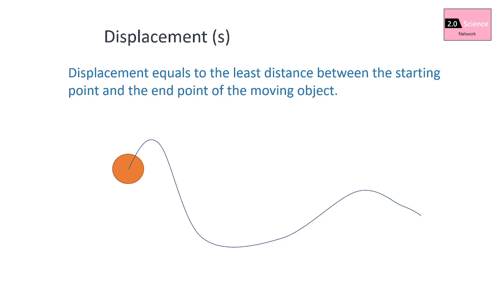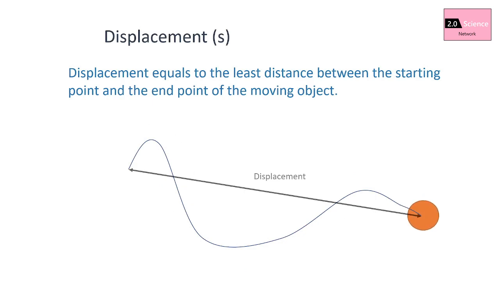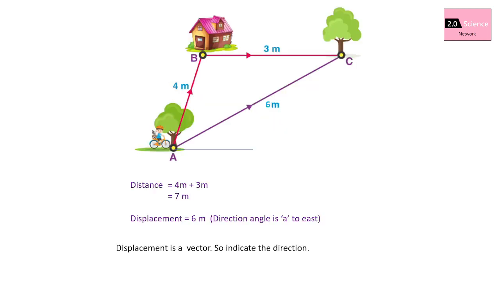In physics, displacement indicates a simple change. Displacement is defined as the change in the position of an object. Measured in meters. Displacement refers to the measure of how far an object is displaced. Displacement equals the least distance between the starting point and the end point of the moving object.